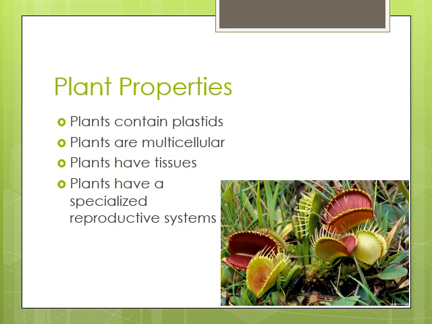Here's the deal. Plants have 4 properties. They all have the same 4 properties in common. They all contain plastids. They all are multicellular. There are no unicellular plants. They have tissues, and they have a specialized reproductive system. So you guys know me and my lists and how they like to pop up on exams.